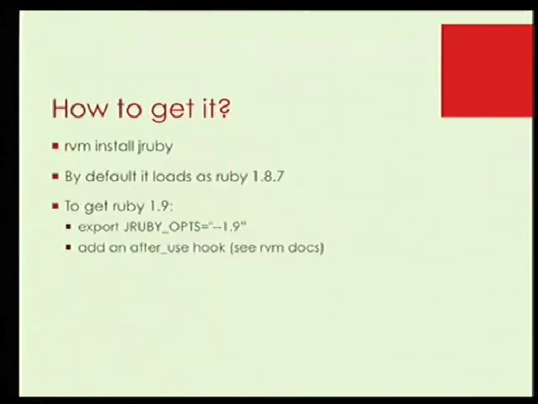So how do you get it? You can go to jruby.org, or if you use RVM, and if you're not, you're making life difficult on yourself, rvm install jruby. And that's all there is to it. By default, though, it loads Ruby 1.8.7. I needed 1.9, and the RVM docs explain how to do this. JRuby ops gets 1.9, and you can then have 1.9.2 running in JRuby and get all that Ruby 1.9 goodness. So I did that, and I got it.